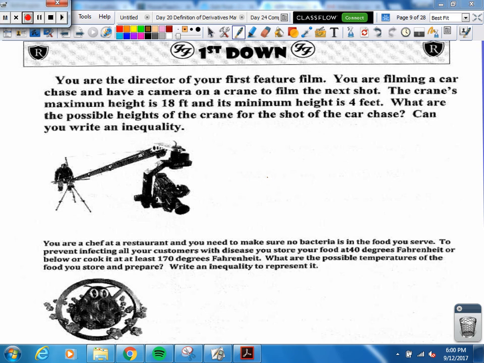Here you go. So, what are we going to do? We're going to find some compound inequalities. Here are two examples right here. Let's pretend we're a director. Read along with me, okay?